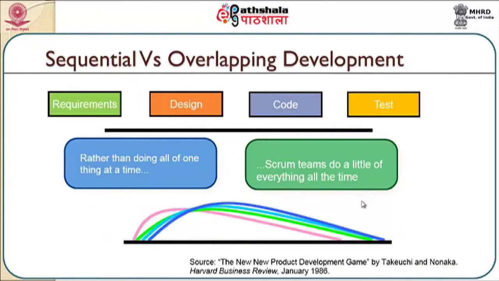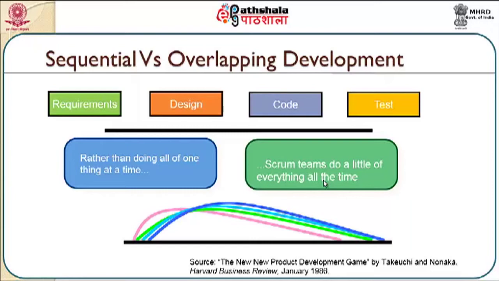Now, within Scrum, we will compare sequential and overlapping development. That is between traditional development and Scrum based development. During traditional development, we work on requirements, design, code and test. So rather than doing one thing at a time, a Scrum team does a little of everything all the time. It takes up requirements as a small task, design as a simple task, coding is taken up, and parallelly it is being tested unit wise and acceptance wise.